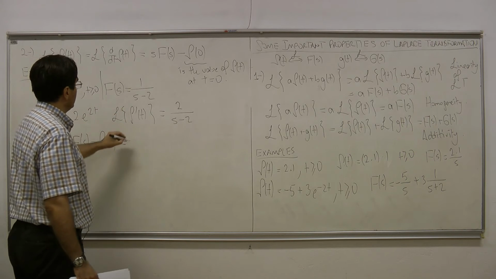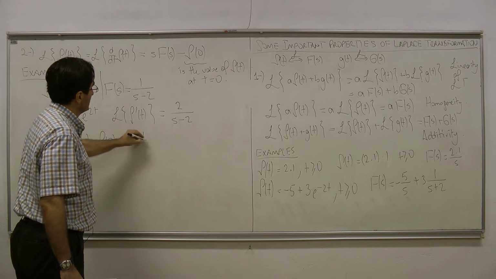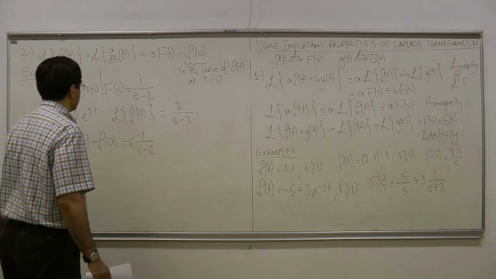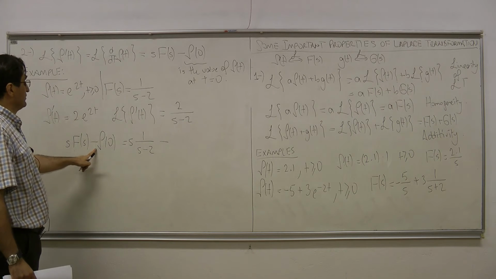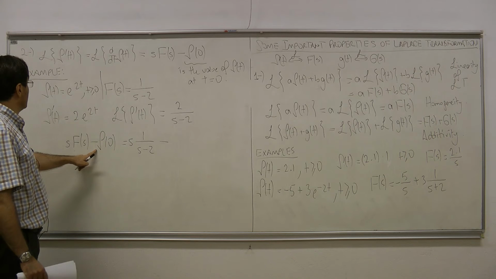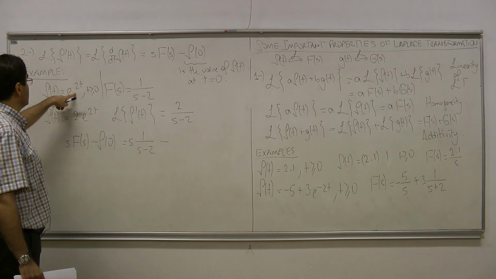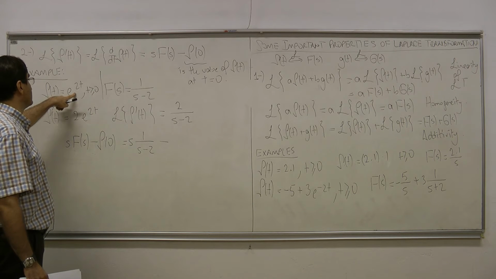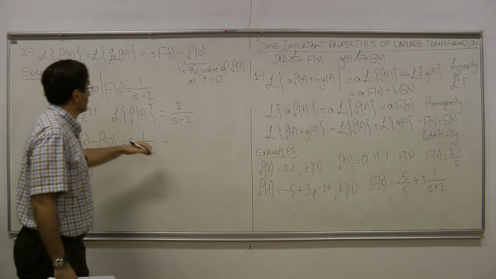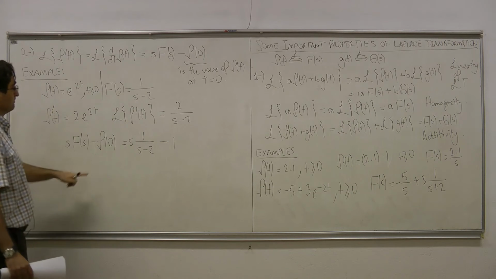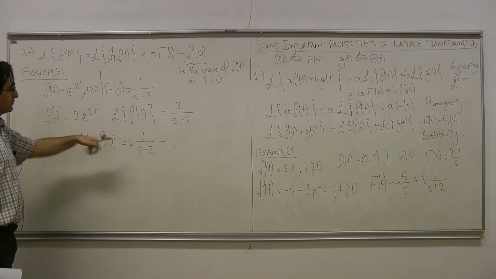So I have s here. F of s is 1 over s minus 2, and I would have here minus f of 0. Okay? So f is this function. That is why I need to evaluate this function at t equals 0. So this is going to be just equal to 1. F of 0 here, substitute t equals 0, and it's going to be 1.